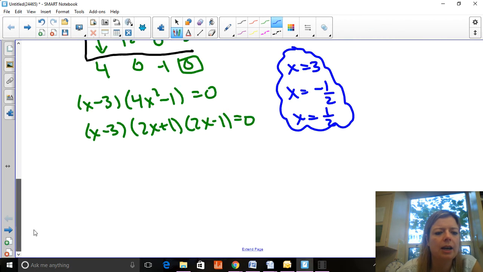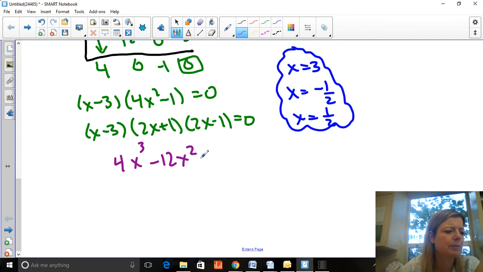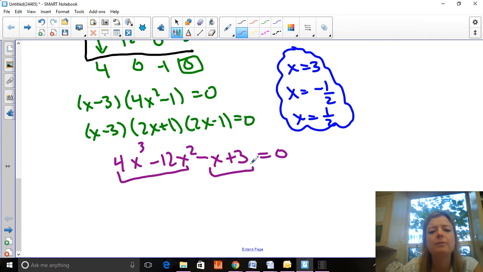You can try this by grouping. How about you guys pause and try to factor by grouping first? So I'll start again with my 4x cubed minus 12x squared minus x plus 3. Let's set it equal to 0 now. So you group these two and these two. Take out a 4x squared, bracket x minus 3, minus bracket x minus 3 equals 0.